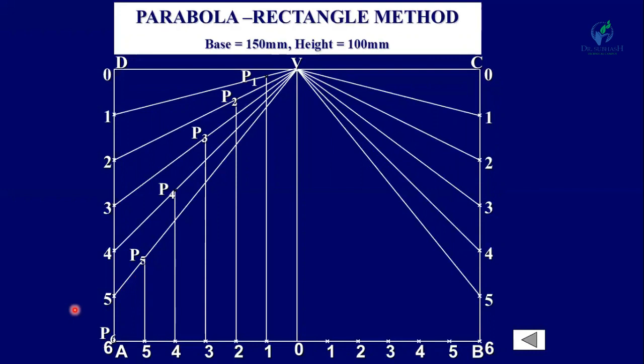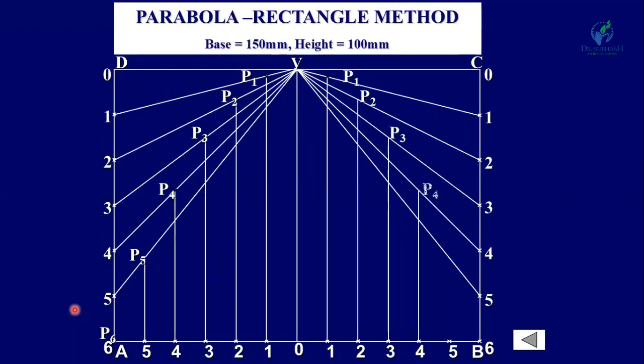Okay. Now repeat this process on the other side: P1, P2, P3, P4, P5 and finally P6. Now join all these points by a smooth curve. So this curve is known as a parabola and this method is known as the parabola in rectangle method.